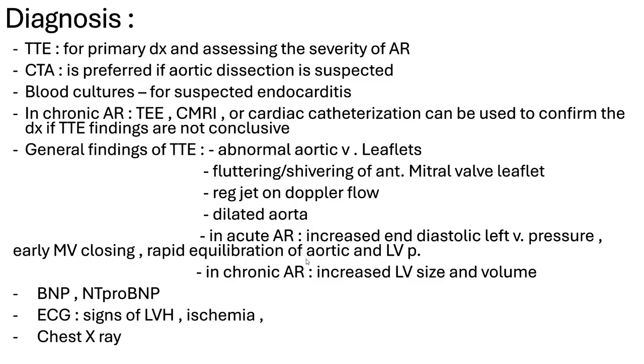And also, if we see, for example, that the transthoracic echocardiography findings are not conclusive, or if there is a difference between the clinical presentation and symptoms of the patient and the findings on transthoracic echocardiography, we can use transesophageal echocardiography, cardiac catheterization, or cardiac MR to confirm the diagnosis. For example, cardiac catheterization is also used to detect the intracardiac chamber pressures. So we can use these methods as well.